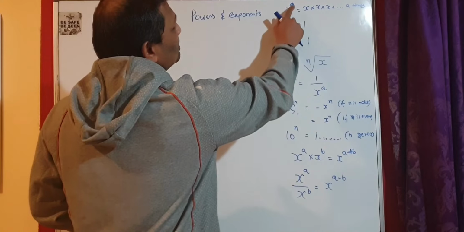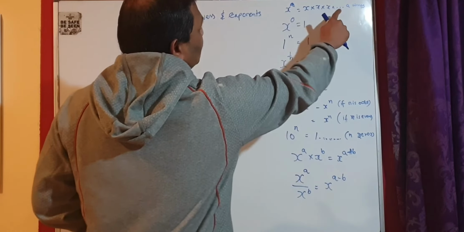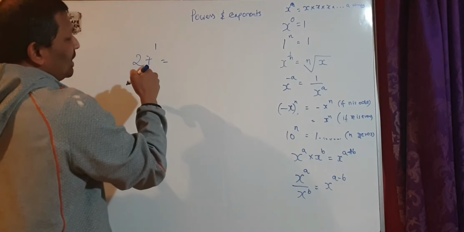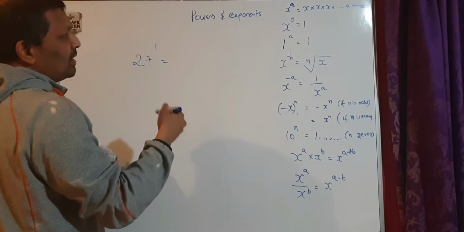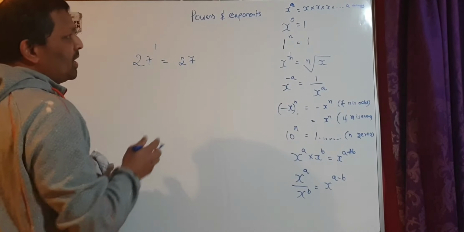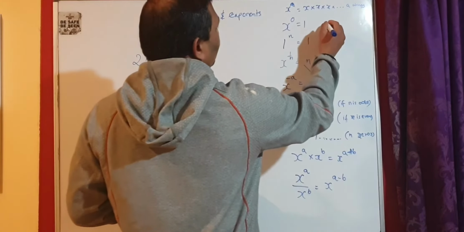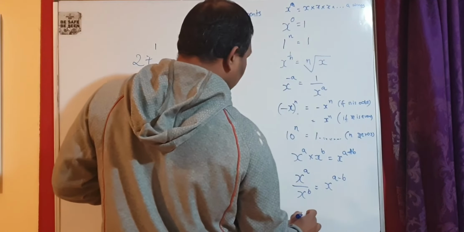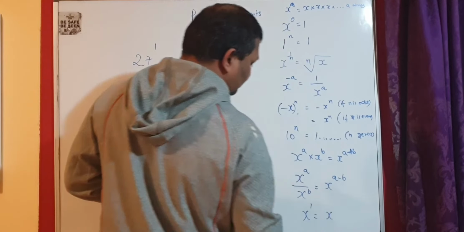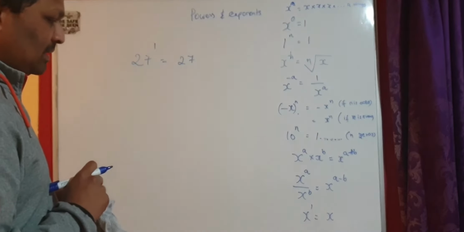Okay, so x to the power of a, you're multiplying the same number again and again by itself for a number of times. In this case, the power is 1. That means we have to multiply 27 how many times? Only one time. It's simply 27. Okay. We can also write one formula if required. I'll write it down here. So x to the power of 1 is equal to x. Again, x can be any number.